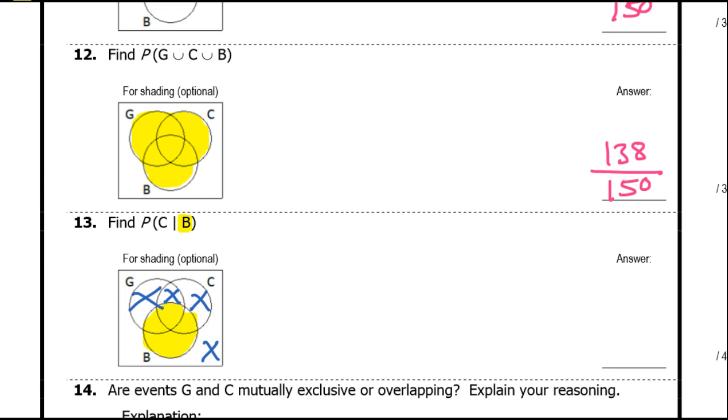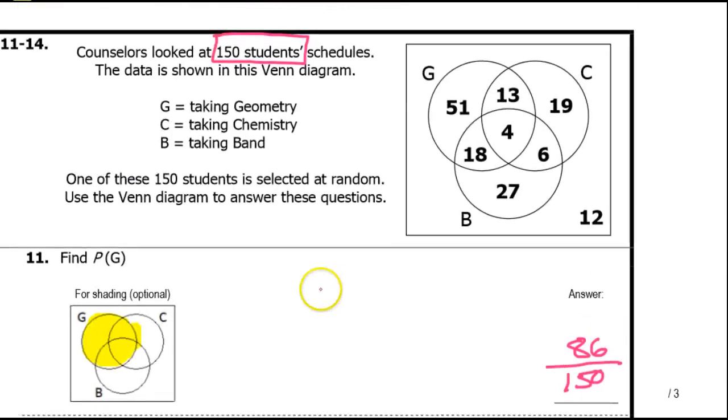So this is going to change the total. The total will not be 150 when we do our target over total. The total will just be the B part. Let me go ahead and actually cross out these numbers on this diagram. We decided we were going to highlight the B part, which is all of this, and cross out everything else. So we're going to cross out the 51 and the 13 and the 19 and the 12.